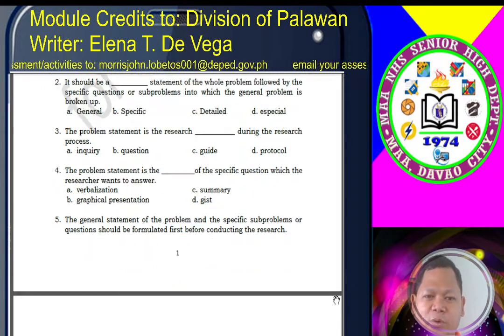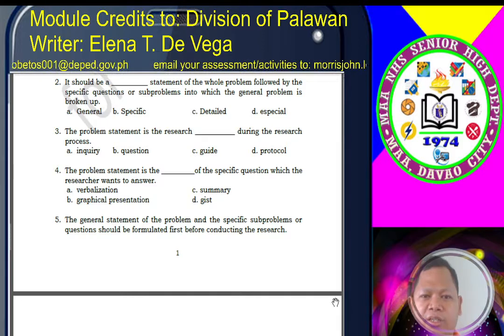For number 4, the problem statement is the blank of the specific questions which the researcher wants to answer. A, verbalization. B, graphical presentation. C, summary. D, gist. The correct answer is letter A, verbalization.